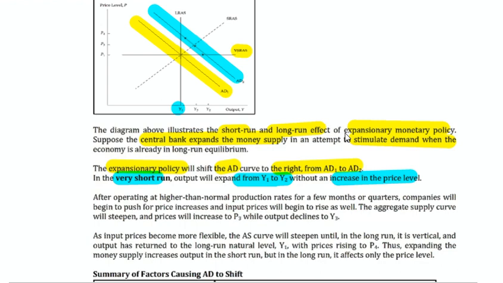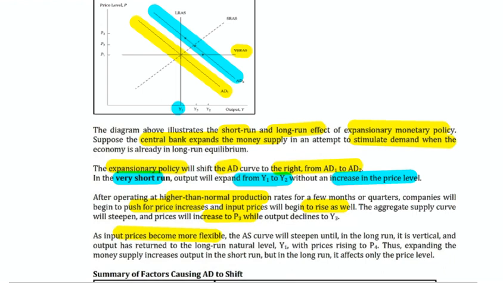However, after operating at higher than normal production rates for a few months, a few quarters, for however long that is, companies say, well, hold on a second, we've been supplying more, we're going to be pushing for higher prices, and input prices start to rise as well. Then what happens to the aggregate supply curve? It starts to steepen, and prices, yes, in fact, do end up increasing.